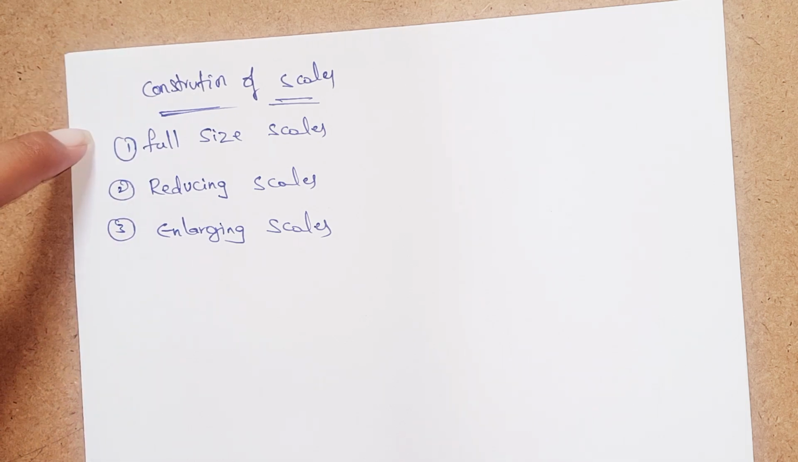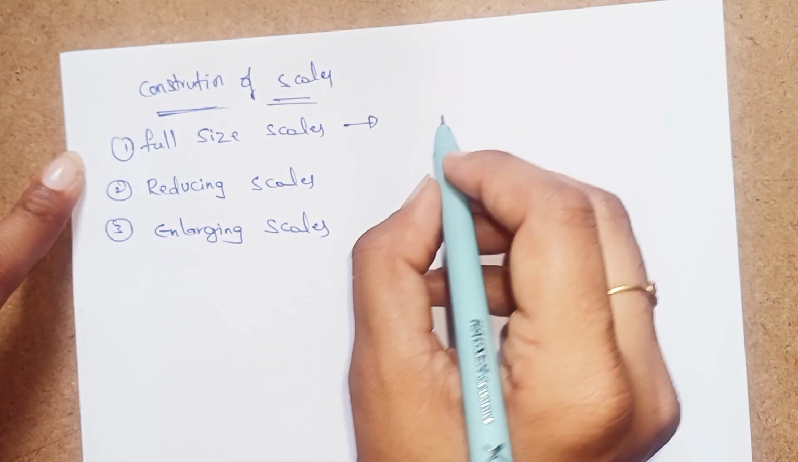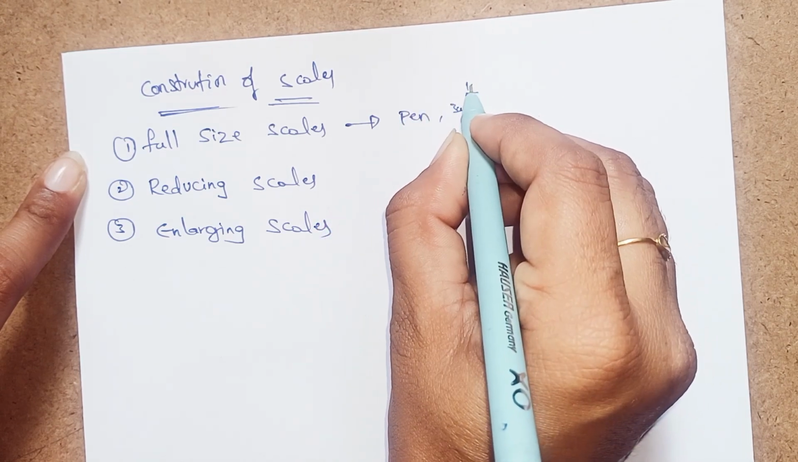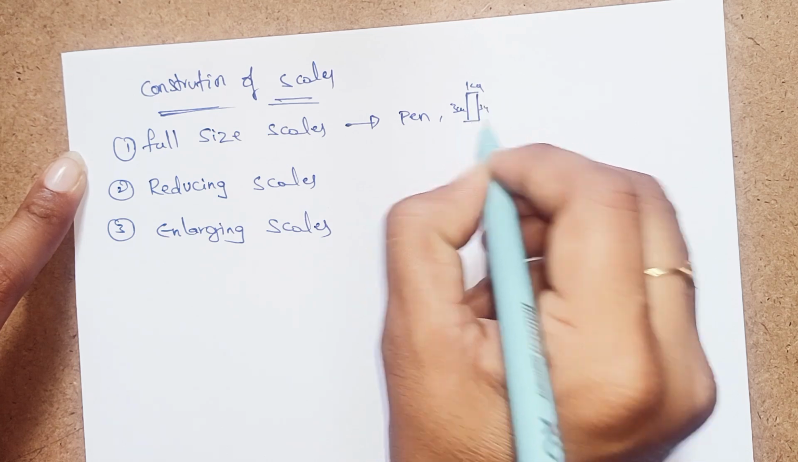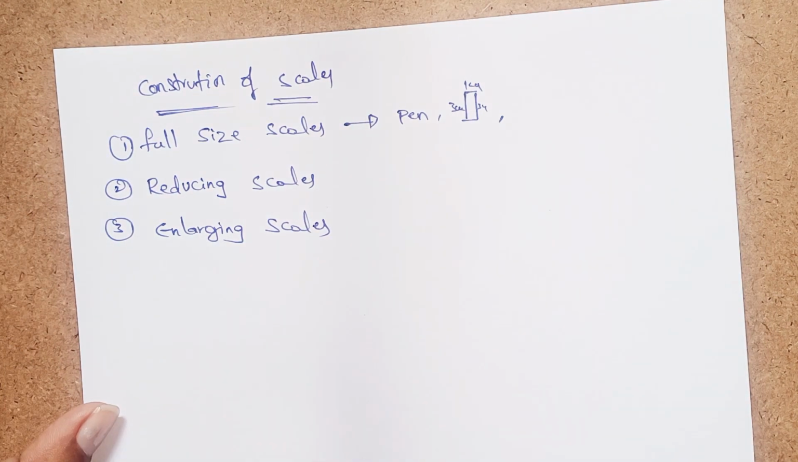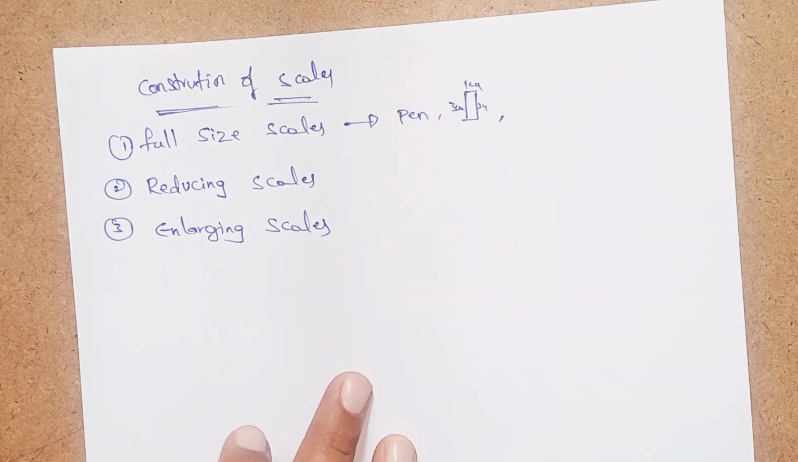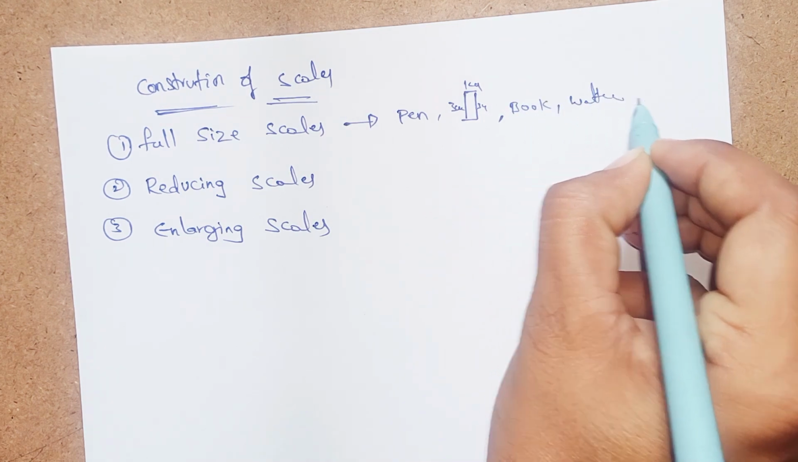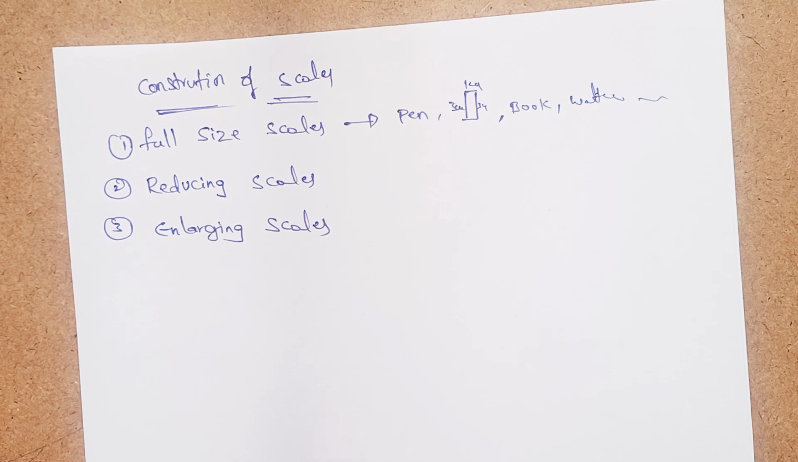The full size scale represents an object of normal size on a drawing sheet. A very normal size. The best example is a pen. The pen's height is 3 centimeter and width is 1 centimeter, and similarly it is drawn like that only. With a full size scale, you have to draw it as it is. It represents an object of normal size on a drawing sheet, meaning you have to draw the perfect diagram as it is, like a pen, a book, and a water bottle. These are examples of full size scales.